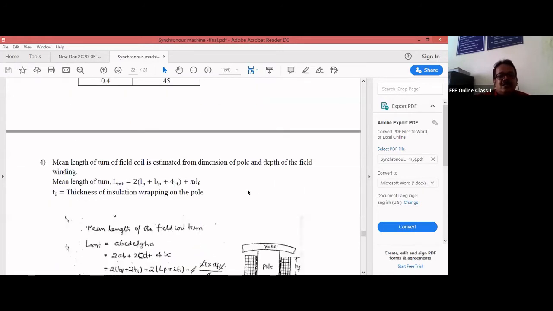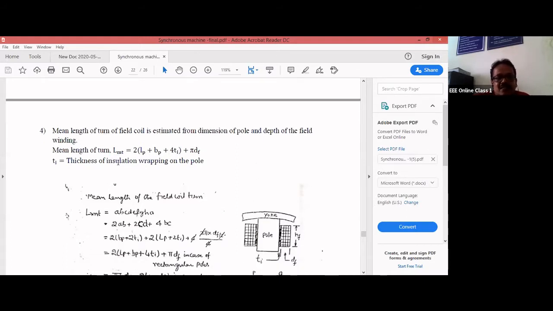As usual, everyone knows that the mean length of turn of the field coil is estimated from the dimensions of the pole and the depth of the field winding. I have talked a lot about these things. Length of mean turn LMT is 2 into (LP plus BP) plus 4TA plus 5DF. This is the length of mean turn.